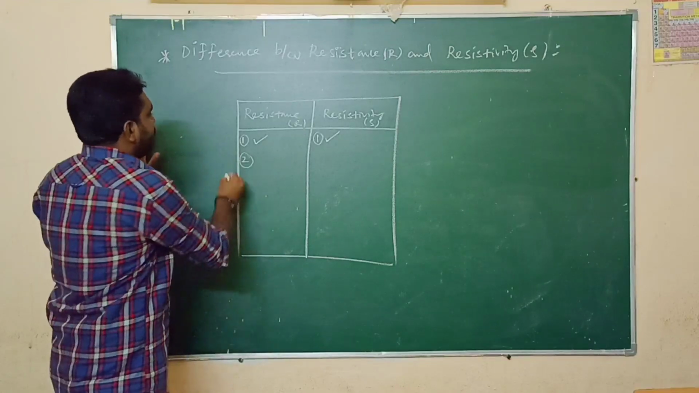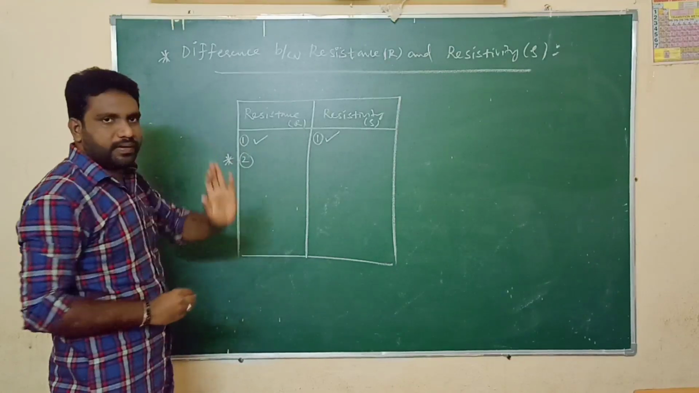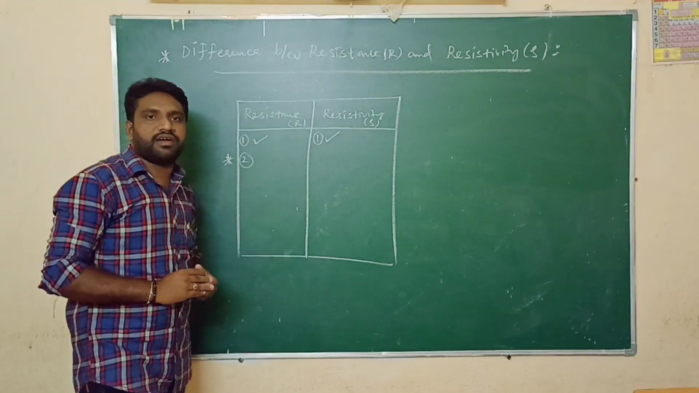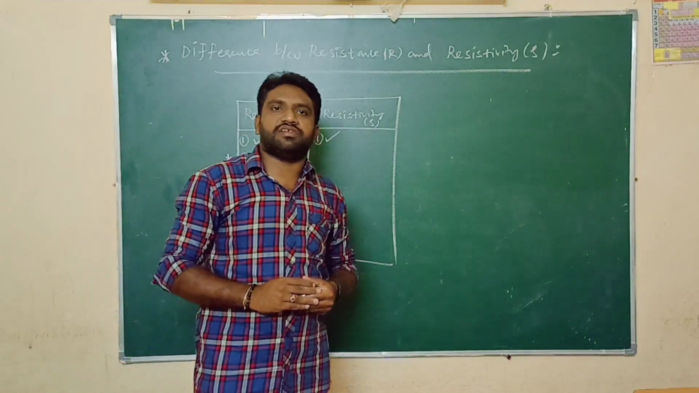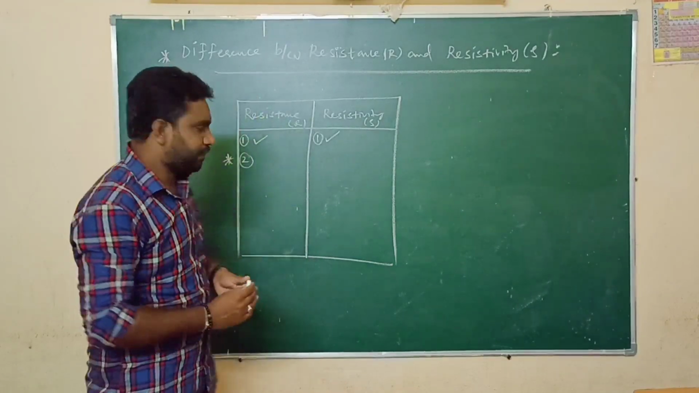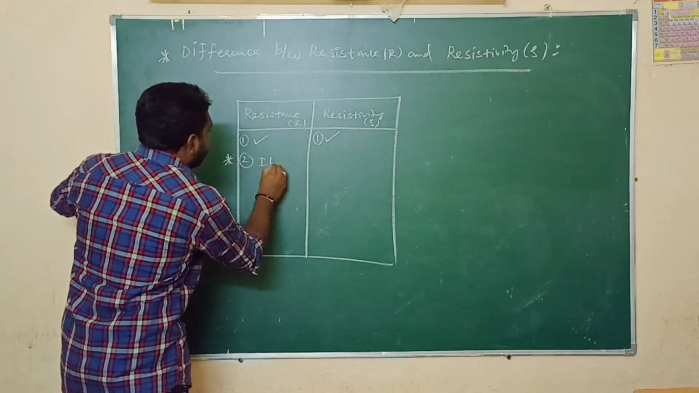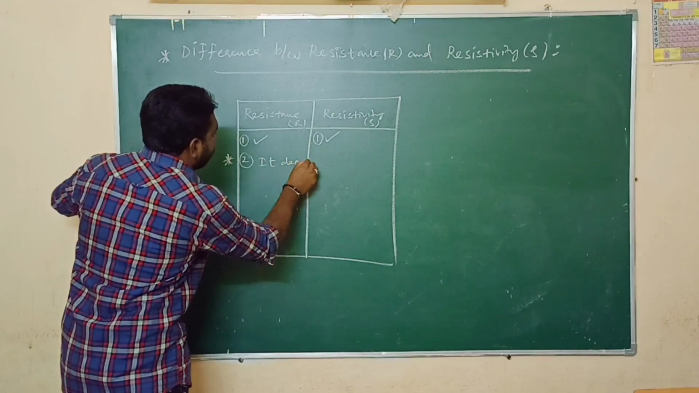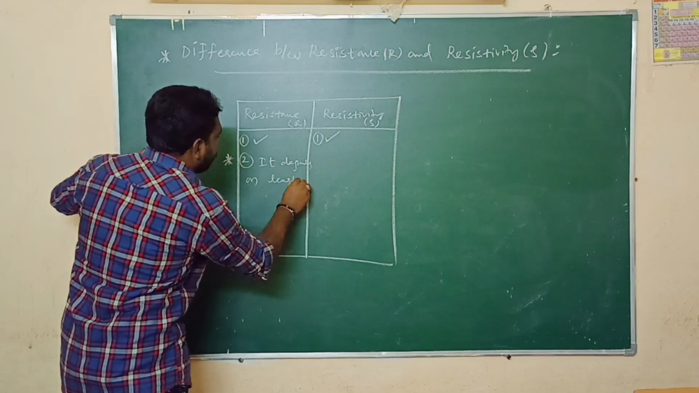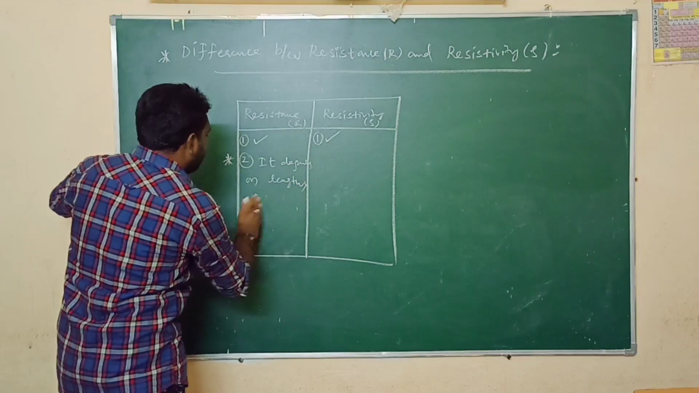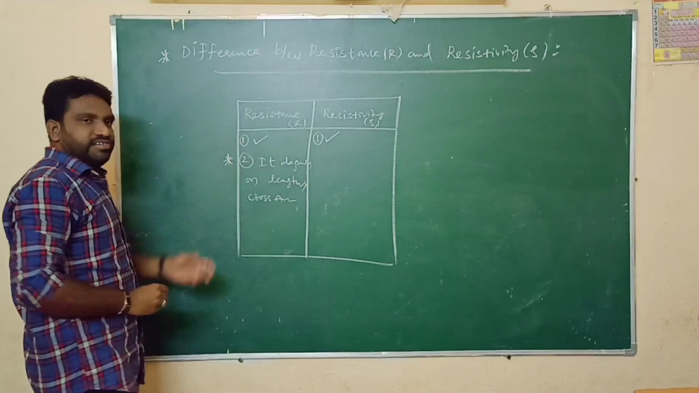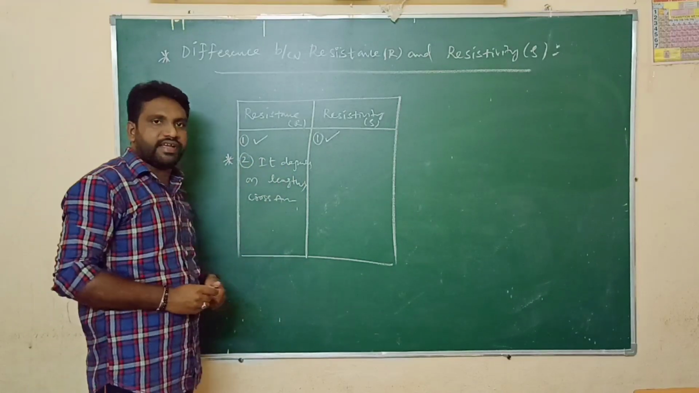Next, the second difference. This is most important, so try to concentrate here. The resistance of a conductor depends on its dimensions. Dimensions means length and area. It depends on length and its cross sectional area. So resistance depends on length and cross sectional area of the conductor.